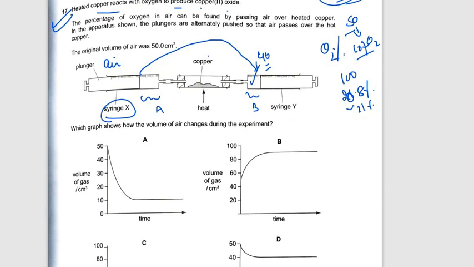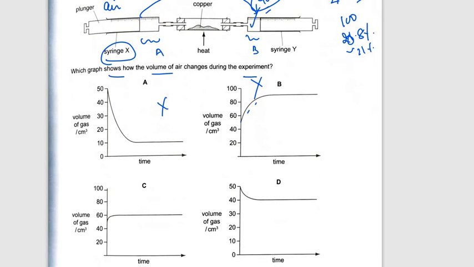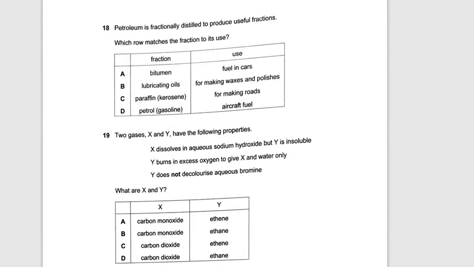So which graph shows how the volume of air changes? Initially it was 50 and then it is decreasing and then you got 40 here, so this is already gone. Now this is increasing. Why would it increase? No, this is increasing again, this is not. So option number D is the only correct one, because you see the 50 and then it becomes constant at 40, because 40 is what remains after the oxygen is used.